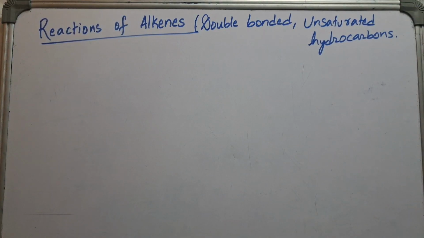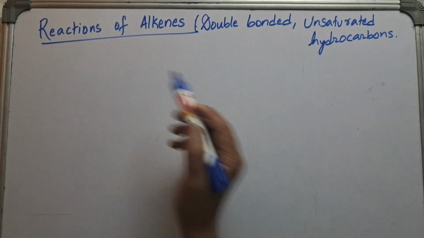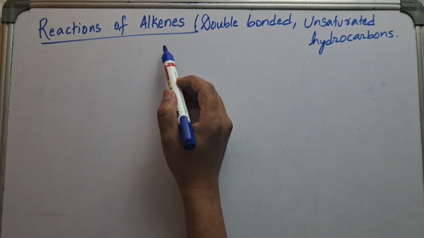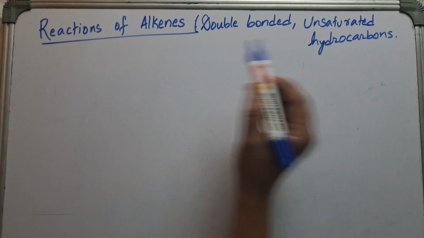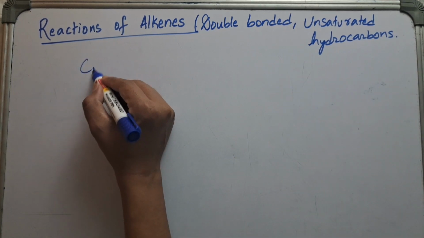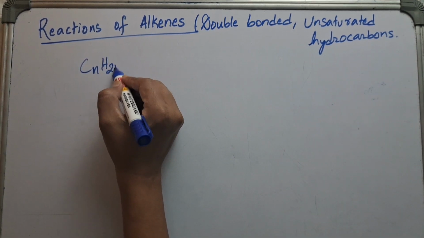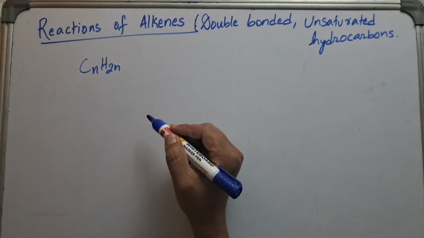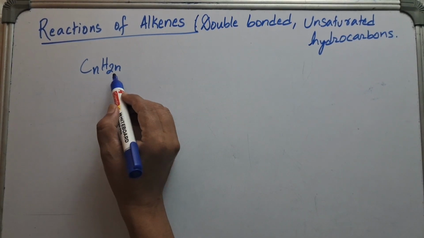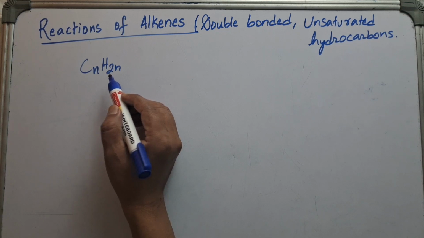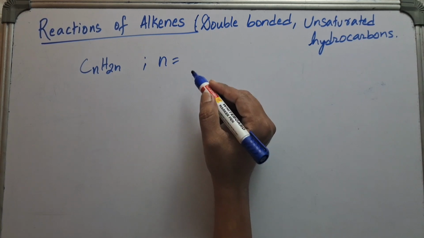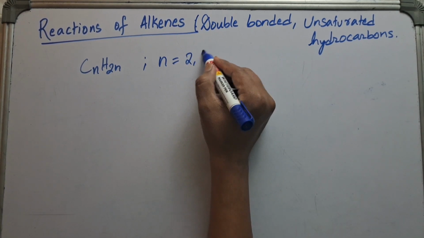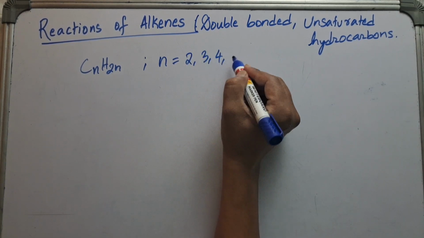Hello students, today in this video we shall discuss the reactions of alkenes. Alkenes are double bonded unsaturated hydrocarbons having the general molecular formula CnH2n, where n is the number of carbon atoms present in one molecule, and the value of n in case of alkenes is at least 2 or more than 2: 2, 3, 4, and so on.